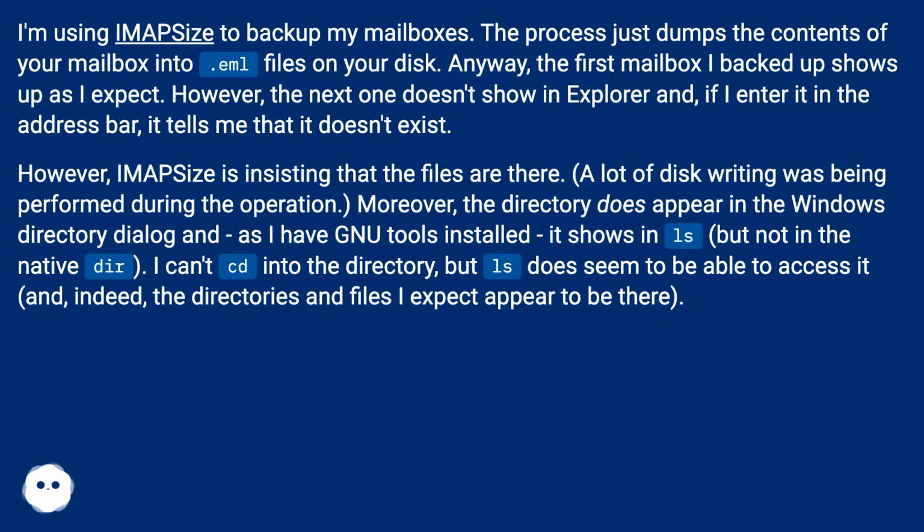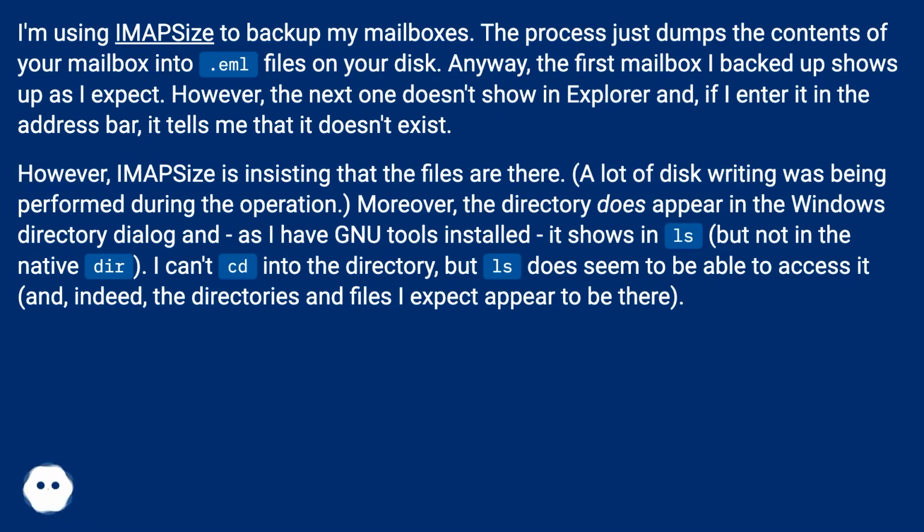However, the next one doesn't show in Explorer, and if I enter it in the address bar, it tells me that it doesn't exist. However, IMAP is insisting that the files are there. A lot of disk writing was being performed during the operation. Moreover, the directory does appear in the Windows directory dialog, and, as I have new tools installed, it shows in ls, but not in the native dir.